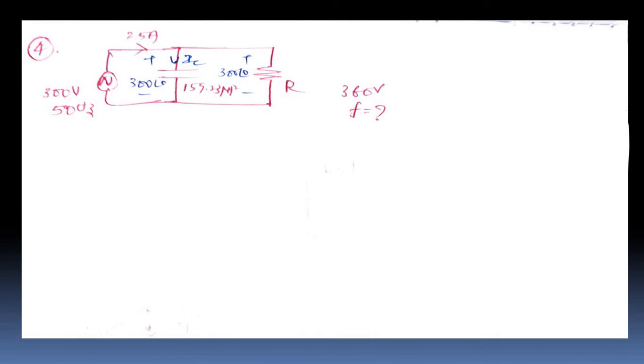So in this problem, the circuit is given. Resistance and capacitance are connected in parallel, and this combination is connected in parallel with a voltage source. So here the question was, in order to maintain the same source current of 25 amps, if the voltage is changed to 360 volts, what is the frequency?